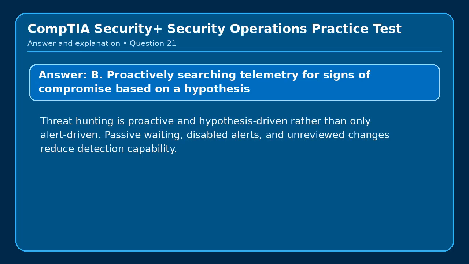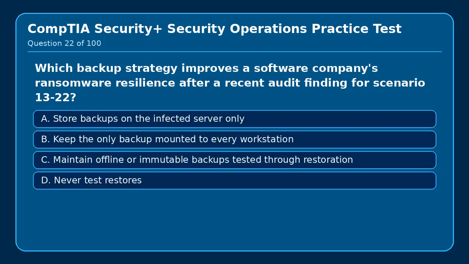The answer is C. Maintain offline or immutable backups tested through restoration. Immutable or offline backups resist alteration by malware, and restore testing confirms recoverability. Always mounted, untested, or same server backups may fail during ransomware recovery.